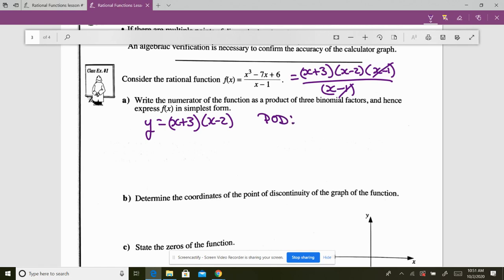Where's my POD? x is equal to 1. How do I get the y value? Plug it into what's left over. So if I put 1 into here, 1 plus 3 is 4, and 1 minus 2 is -1. So I get -4. So the coordinates of your POD are (1, -4). I've got my POD.